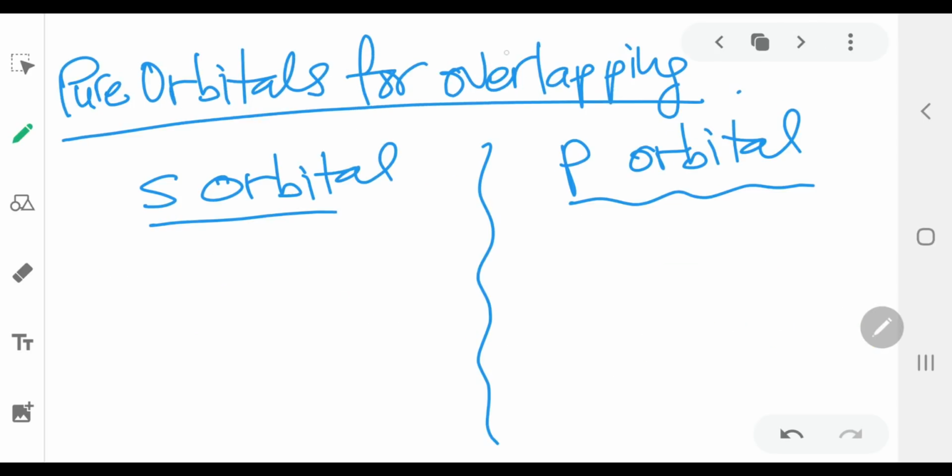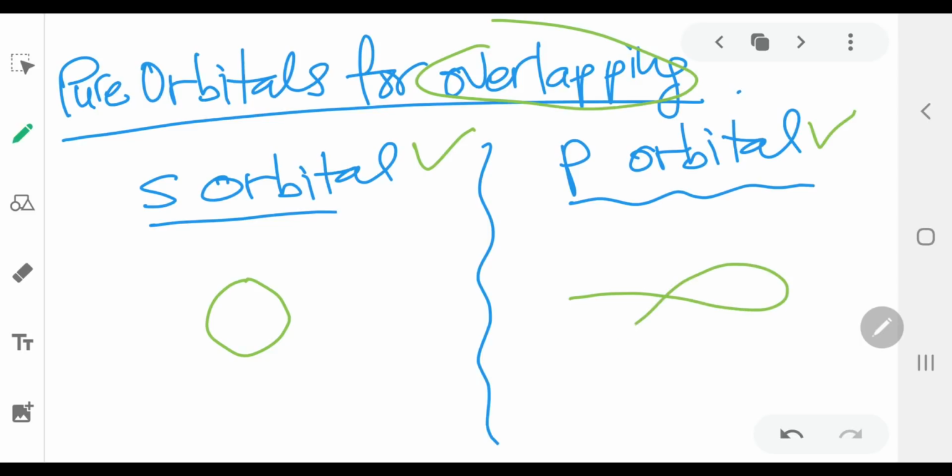But when we want to talk about overlapping, we're always going to look at the two most important pure orbitals, that are the S orbital and P orbitals. We know that the shape of S orbital is like this, and the shape of P orbital is like this. Okay, so those are the two pure orbitals that will be very important when we talk about orbital overlapping.